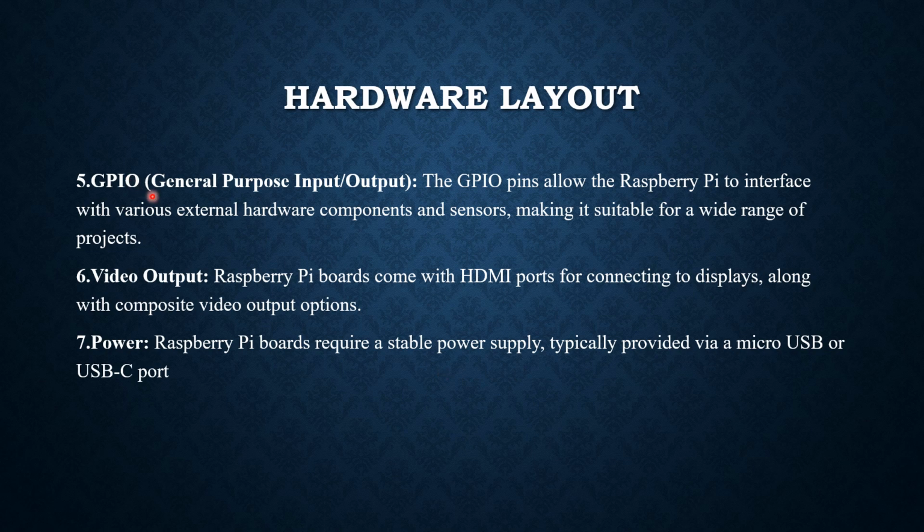And GPIO, it is commonly known as general purpose input or output. General purpose input output pins allow the Raspberry Pi to interface with various external hardware components and sensors, making it suitable for a wide range of projects. The video output: Raspberry Pi boards come with an HDMI port for connecting to a display along with a composite video output option. Power: Raspberry Pi boards require a stable power supply, typically provided via a micro USB or a USB-C port.